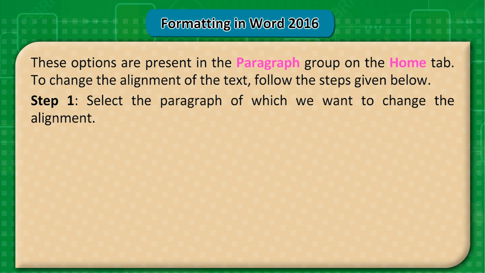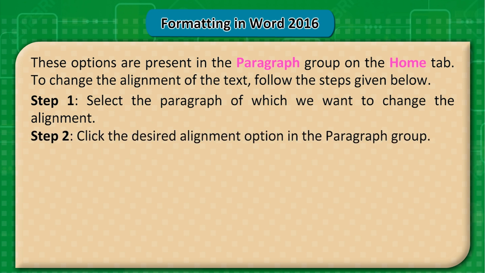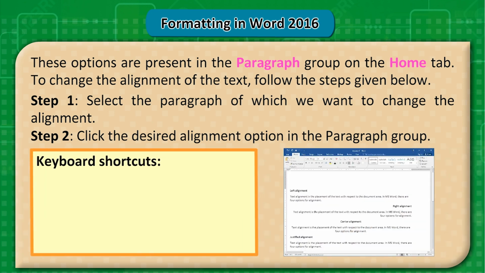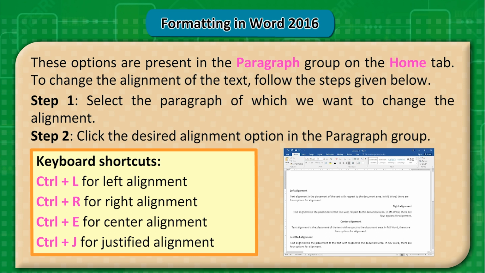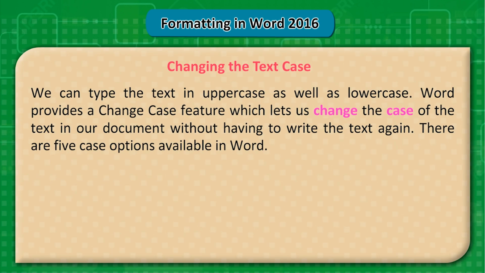Step 1. Select the paragraph of which we want to change the alignment. Step 2. Click the desired alignment option in the paragraph group. Keyboard shortcuts. Ctrl+L for left alignment. Ctrl+R for right alignment. Ctrl+E for center alignment. Ctrl+J for justified alignment.